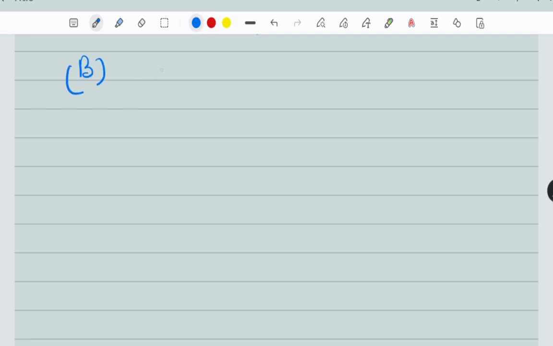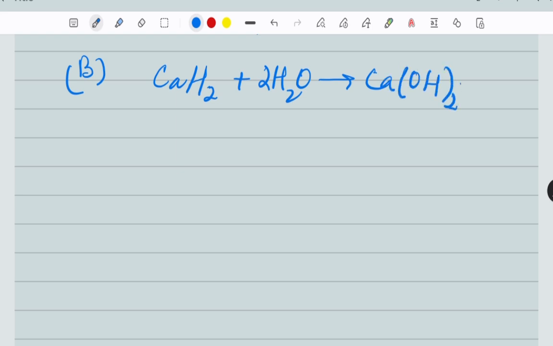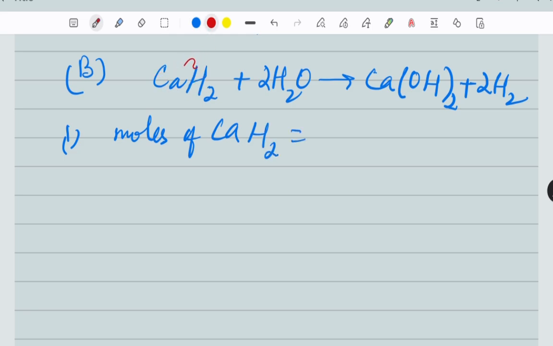For B part we have an equation: CaH2 plus 2H2O gives Ca(OH)2 plus 2H2. Now the first step is the moles of CaH2. As the mass is given, 2.4 gram, we have to divide it by its Mr. CaH2 has Mr of 42. Answer will be 0.057 mole.